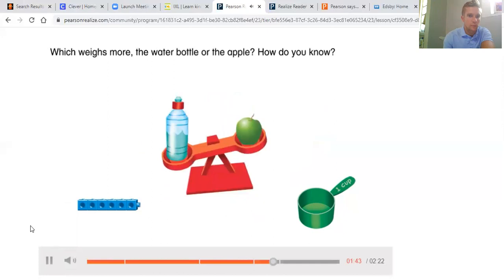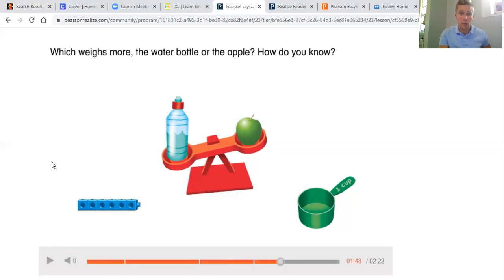Which weighs more, the water bottle or the apple? How do you know? All right, so last week when we talked about this, what do you remember about how the balance scale works? When you have two items in there, what side is heavier? Is it the side that's up in the air? Is it the side that's down lower? Okay, which side is heavier?